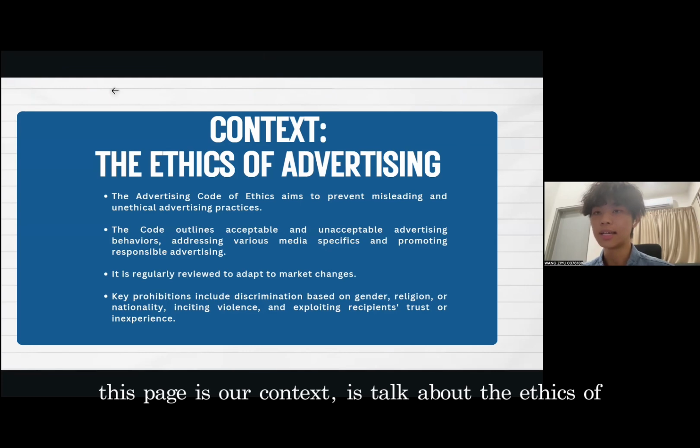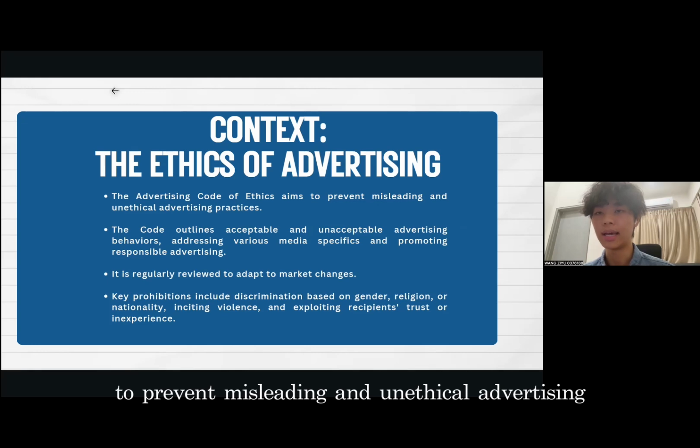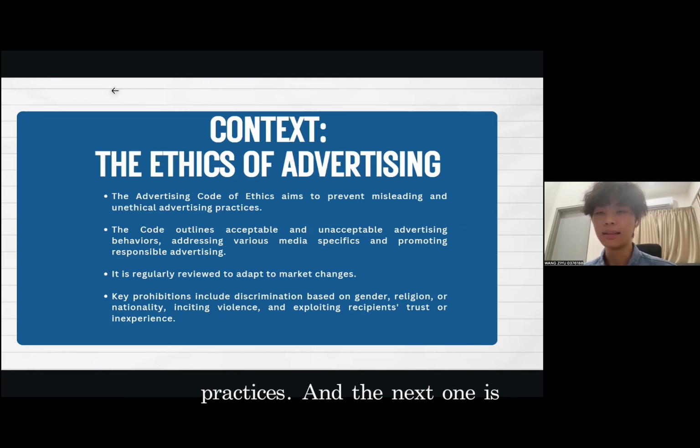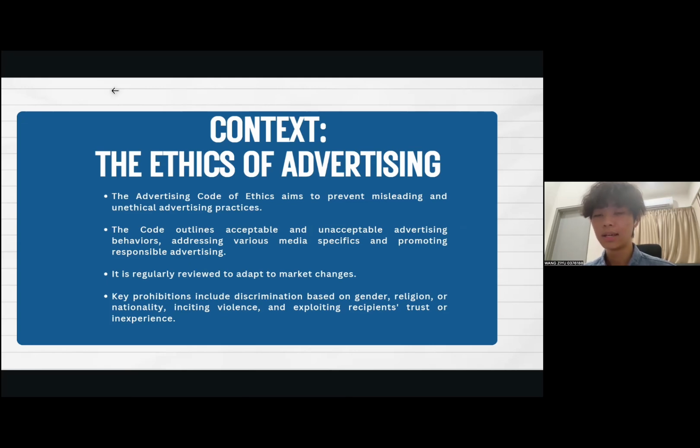This page is our context, which talks about the ethics of advertising, and we give the following points. The first one is that the advertising code of ethics aims to prevent misleading and unethical advertising practices. The next one is that the goal is to outline acceptable and unacceptable advertising behaviors, addressing various media specifics and promoting responsible advertising. The last one is the key prohibitions, including discrimination based on gender, religion, or nationality, inciting violence, and exploiting recipients' trust or inexperience.